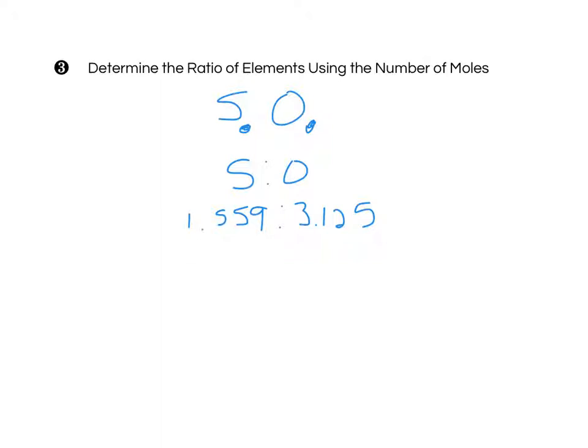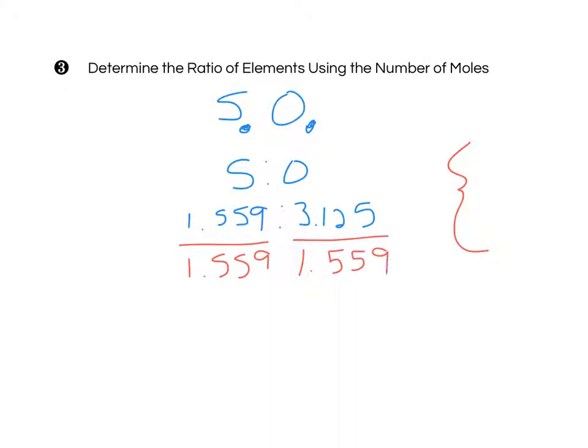So this is actually a really good mathematical trick. It's not really a trick, but you can use it to take any ratio and try to get it into some kind of whole number ratio. You may want to write yourself a little note on the side about what I'm doing here. You divide by the lowest number in the ratio. Divide both parts of the ratio. So between 1.559 and 3.125, 1.559 is the lower. So I'm going to divide both sides of this ratio by the lower of the numbers in the ratio.